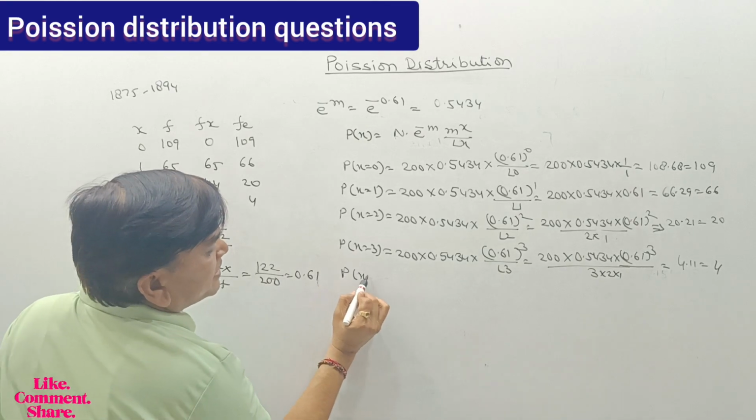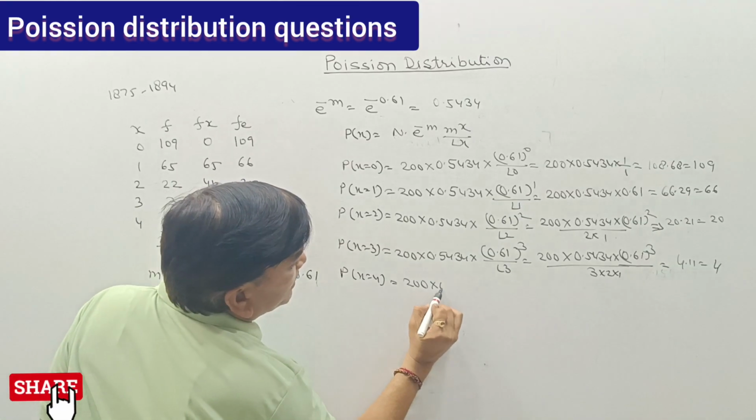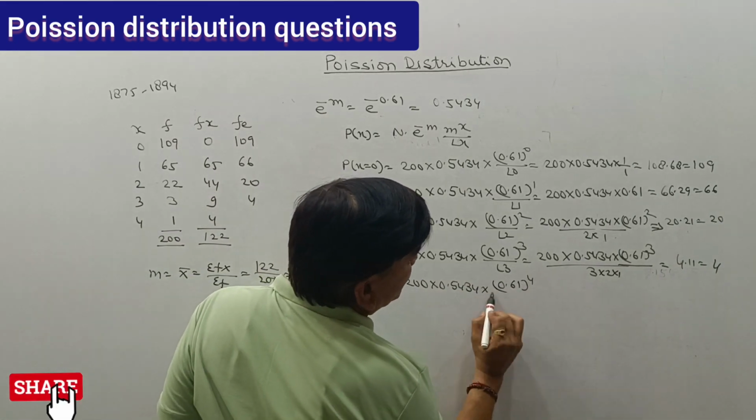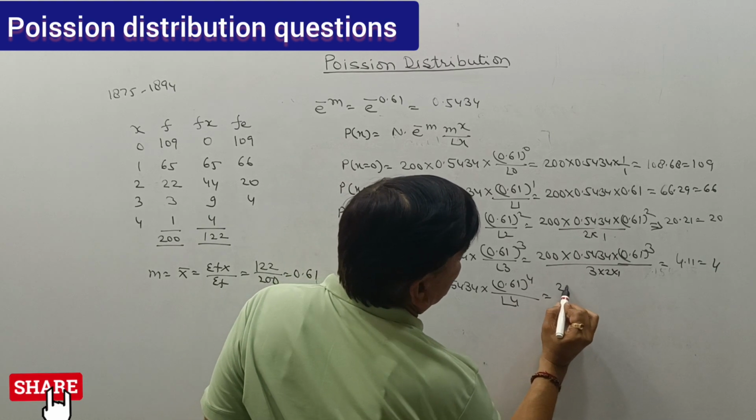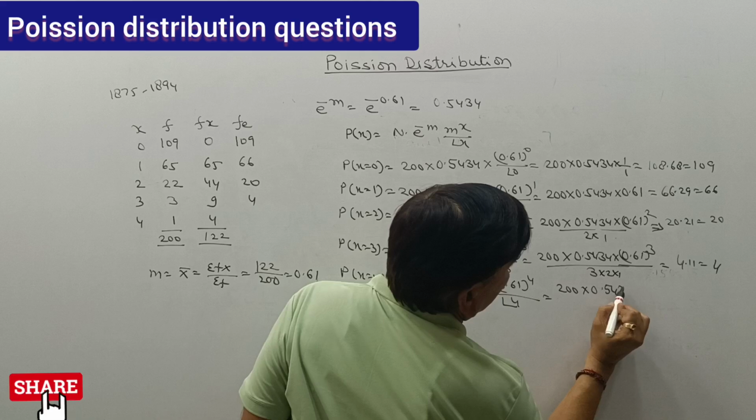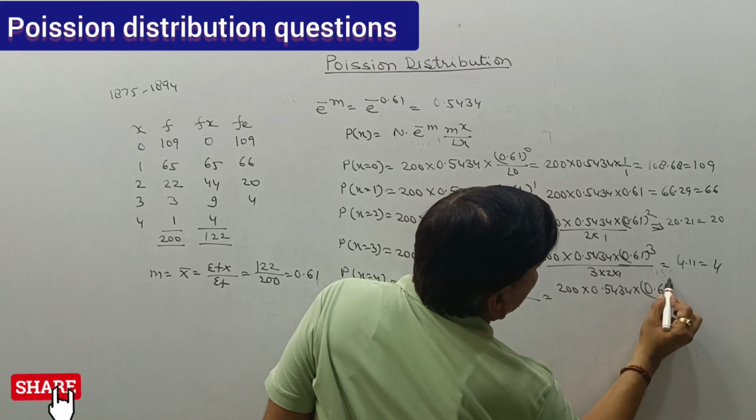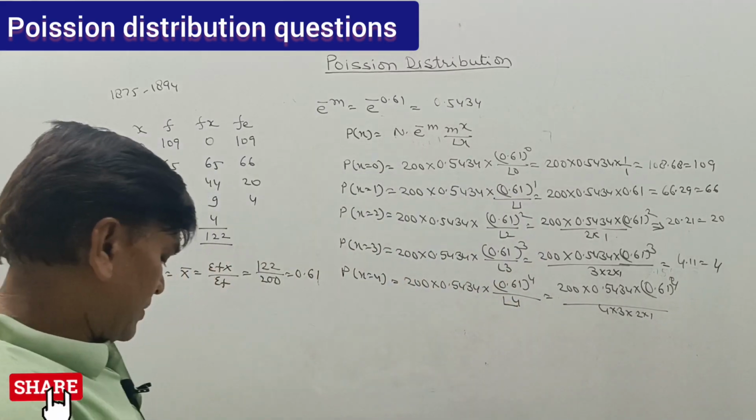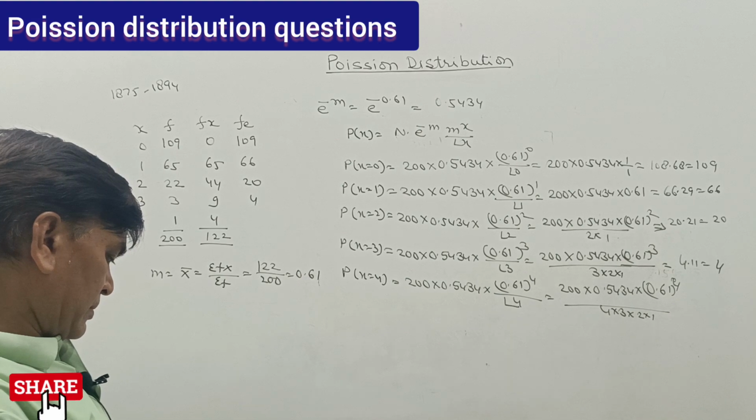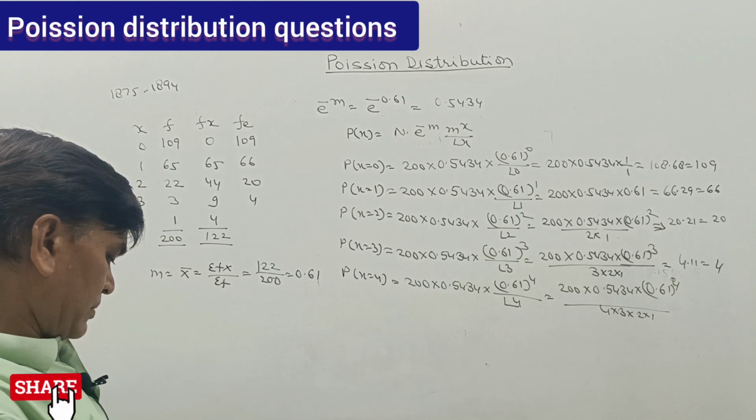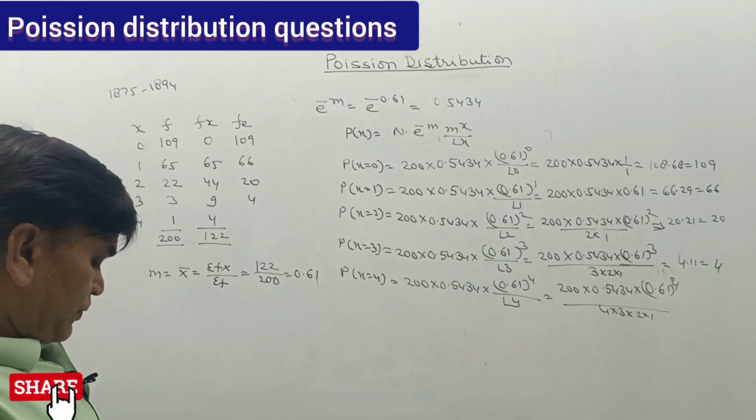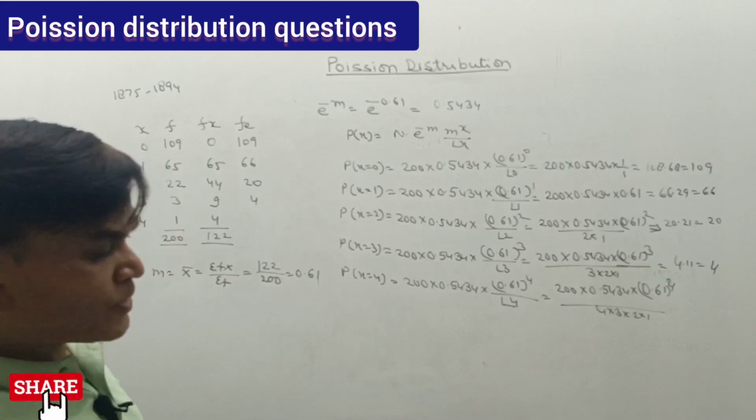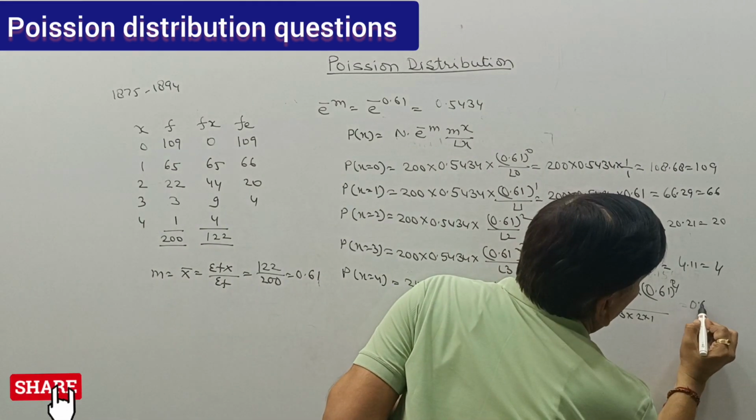Now P(x) is equal to 4, that is 200 multiply 0.5434 multiply 0.61 raised to power 4 divided by factorial 4. So there, 200 multiply 0.5434 multiply 0.61 raised to power 4 divided by 4 multiply 3 multiply 2 multiply 1, factorial 4. That gives 4.11 multiply 0.61 divided by 4, 0.62, or we take 1.